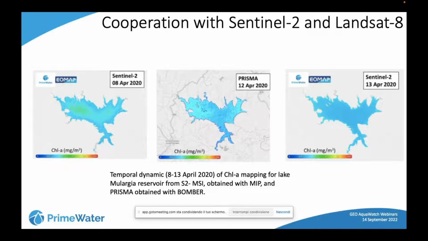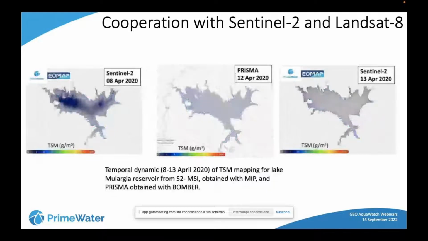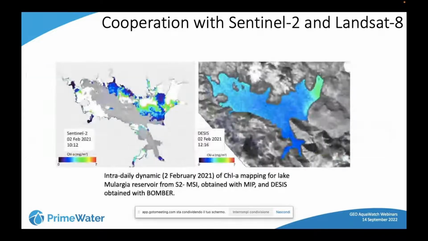So this is a mapping of chlorophyll across April, as obtained from Sentinel-2 and Prisma. And this is a similar example for total suspended matter. And also here, the different acquisition times. So this is the case of Sentinel-2 with respect to Prisma, which overpassed on the same day, but a different hour, which was able to provide data at the time when clouds have gone. So at the time of Sentinel, on 2nd of February, there were clouds on the Lake Mulargia. At midday, clouds were over, and hyperspectral data provided observation in terms of chlorophyll mapping.